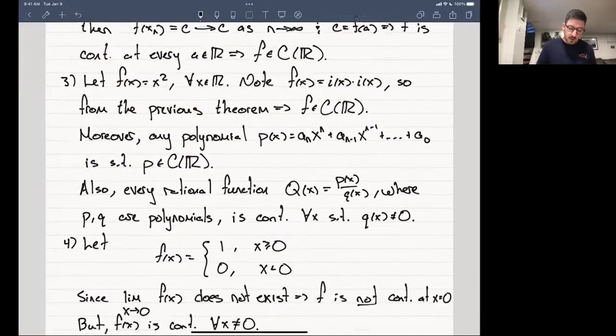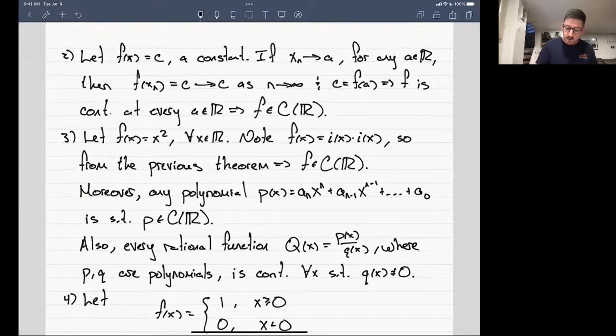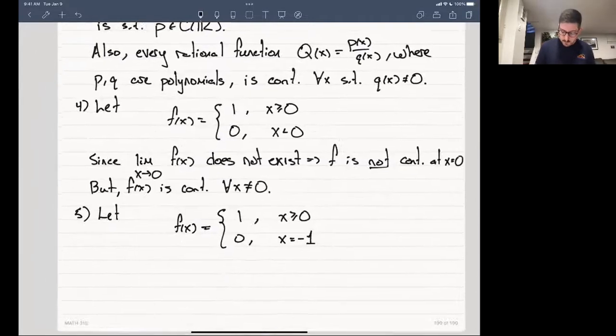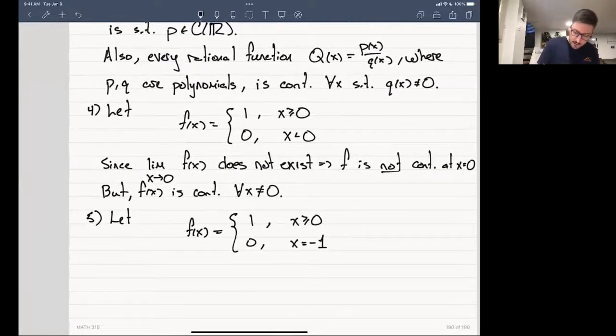So you can just repeat this argument from point 2. Instead of saying that f is defined for all x in R, you can say it's defined for all x greater than or equal to 0. So clearly, f is continuous for all x greater than or equal to 0. Now the question is, what about this point x equal to -1?